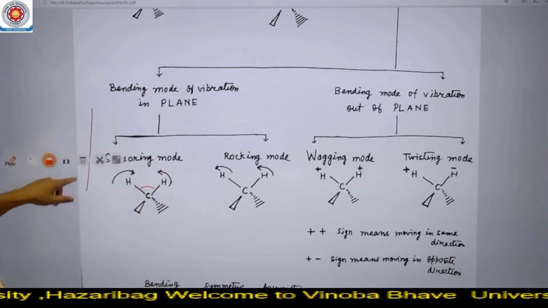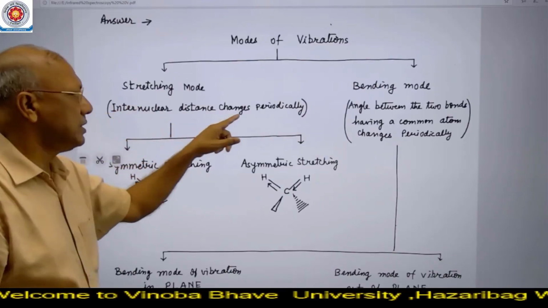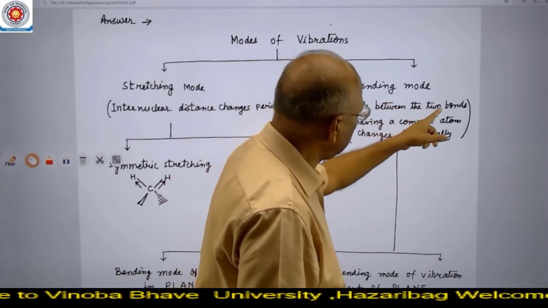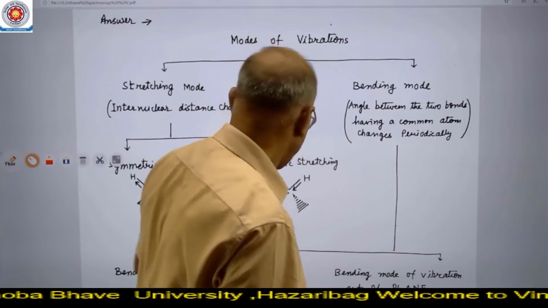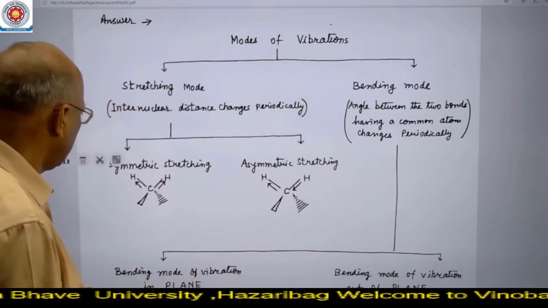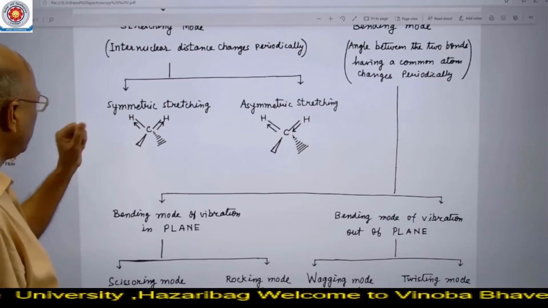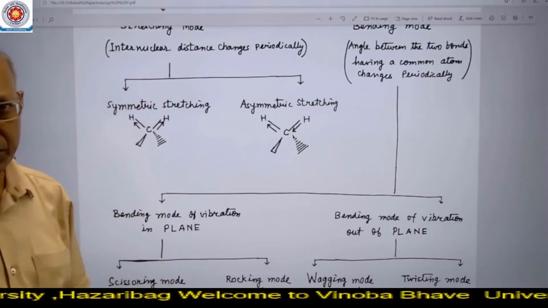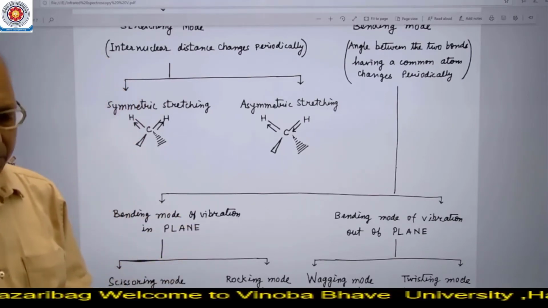So here I have written that in case of stretching mode, the internuclear distance changes periodically, and in case of bending mode, the angle between the 2 bonds having a common atom changes periodically. This stretching mode is of 2 types: one is symmetric stretching, another is asymmetric stretching. What is symmetric stretching and asymmetric stretching?